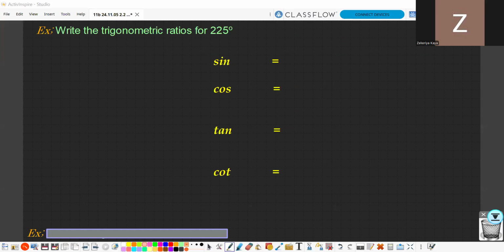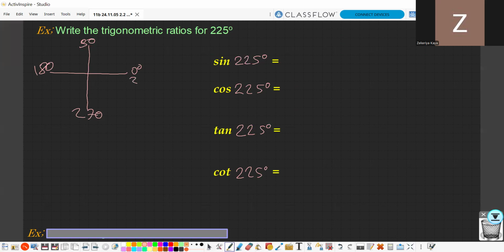Hi everyone, now we will find trigonometric ratios of 225 degrees by using the unit circle. So, firstly we will find which quadrant of the unit circle 225 is in. You imagine this in your mind. The unit circle starts from 0 degrees, 90 degrees, and goes on to 180, 270, and 360 degrees. Once you start from 0 in the positive direction, 225 will be in the third quadrant: first, second, third, and fourth.